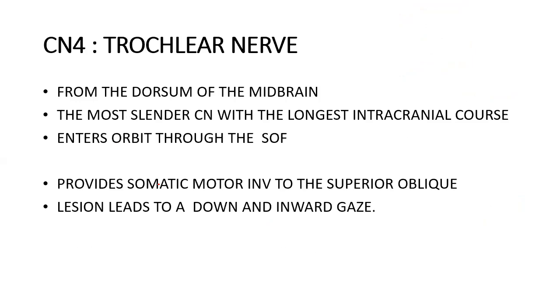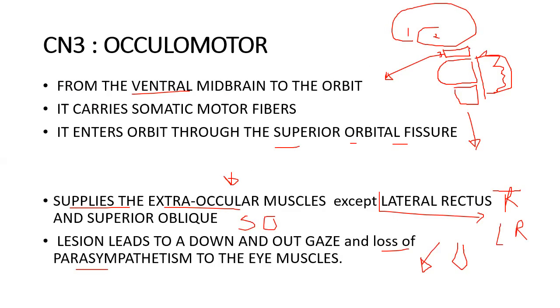Cranial nerve number 4, the fourth one, is the trochlear nerve, right? The word trochlea means pulley, like pulleys in mechanics. You have a rope going there, coming there, that's a pulley. So that's a trochlea, the trochlear nerve. We want to see why it's called the trochlear nerve. It's from the dorsum. This one is coming from the back of the midbrain. So it's coming from the back there, right?